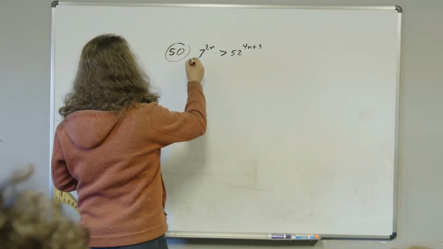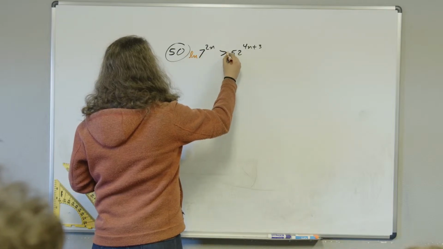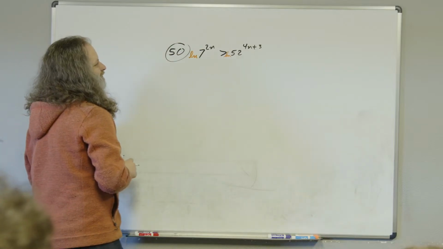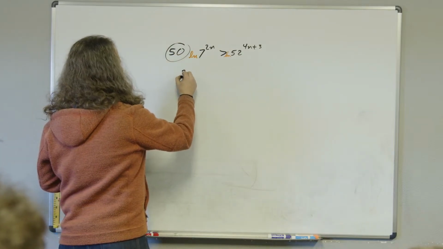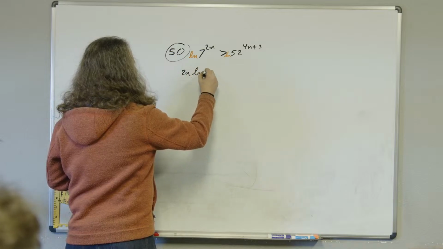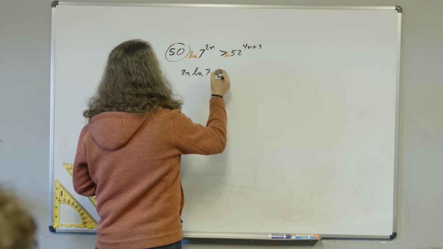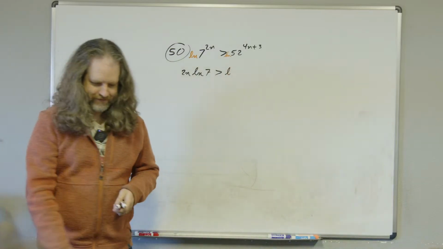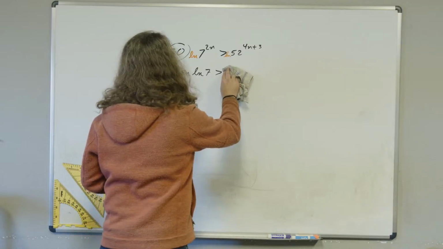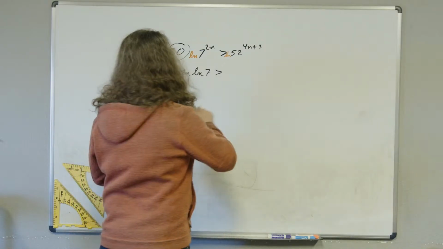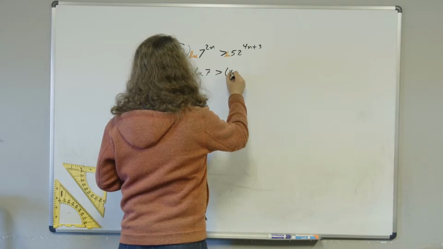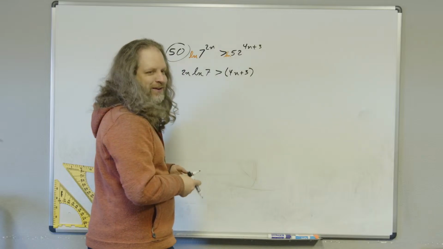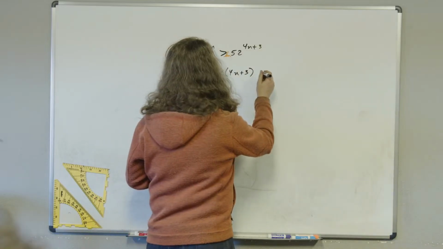We could even preview today's lesson and take that kind of log of both sides. Why not? Natural log. So then we end up with 2n times the natural log of 7 is greater than the natural, no, stop, go back. 4n. What's a natural? You're going to learn about that today. All you have to know in this moment is it's a button on your calculator, just like log base 10 is.